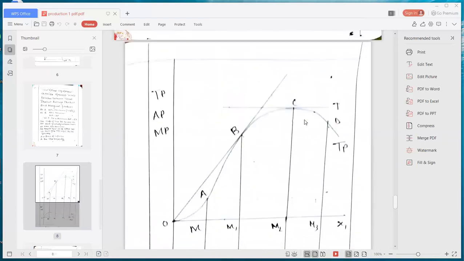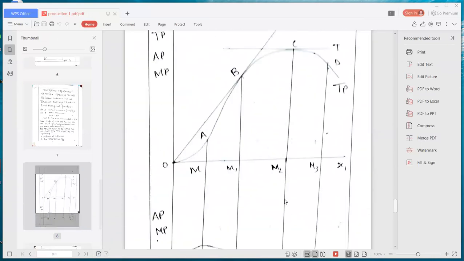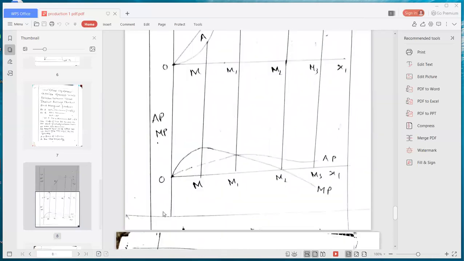We can see here this point C, the total product is maximum, the total product curve is maximum. At this point, the marginal product is 0, and after C, the marginal product becomes negative. Here, the production level is M2, at which the total product is maximum at C. We can see that the marginal product is 0 there, and after that level of production, the marginal product decreases.